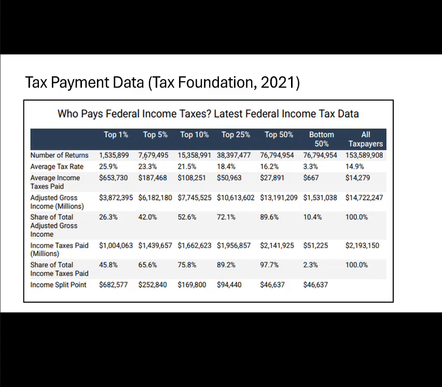Now let's look at the exact data on that. This is from the Tax Foundation, very reliable data. Unfortunately, this data takes a while to compile, so we only have this as of 2021, but the patterns and structure of this will be pretty similar year to year. So we're looking at earners in this top column. We're looking at the top 1% of all earners, the top 5, 10, 25, the top half, the bottom half.